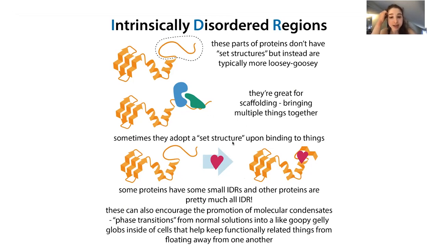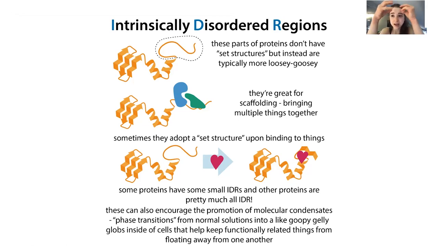Sometimes they do adopt a set structure upon binding to things. They might be all loosey-goosey and then they bind to something and then voila, you have a structure in that region. They can also encourage the promotion of molecular condensates or phase transitions. You might have heard a lot about phase transitions, where you have all the soluble stuff in the cell floating around, and then you have droplets form within the cell, like goopy, gluey, jelly globs inside the cell, where stuff is hanging out that needs to be together to do something.